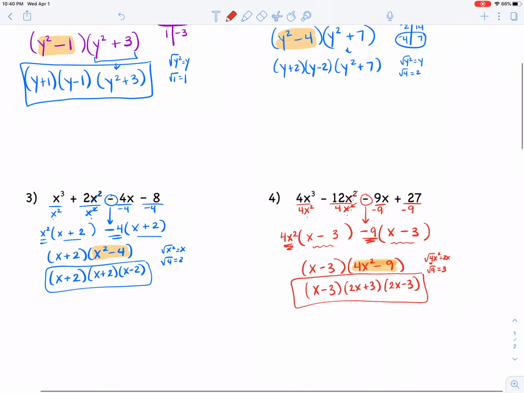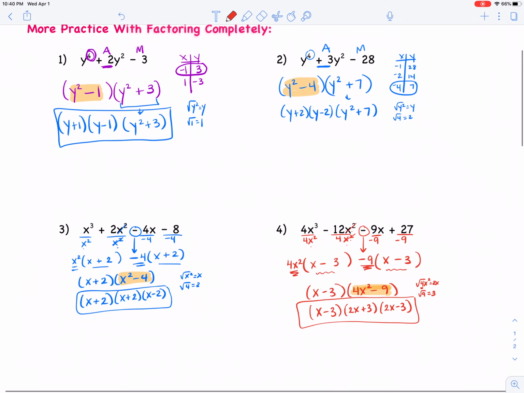So in the first two, I did add, multiply, and then difference of two perfect squares. In the second two, I did factor by grouping and then difference of two perfect squares.